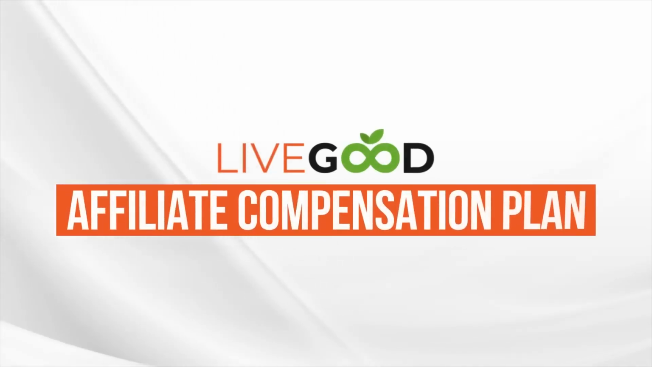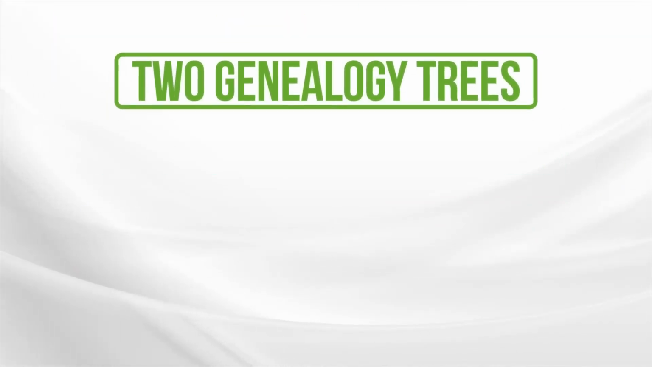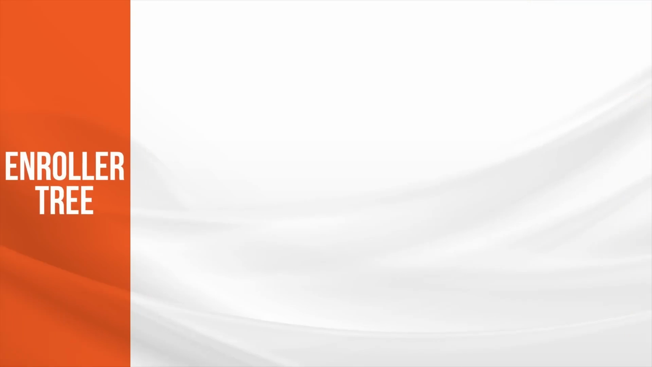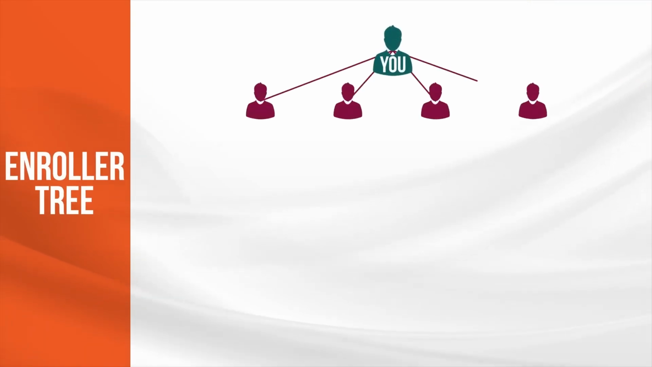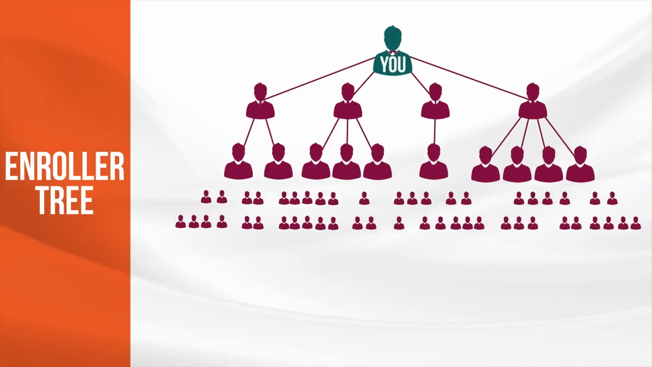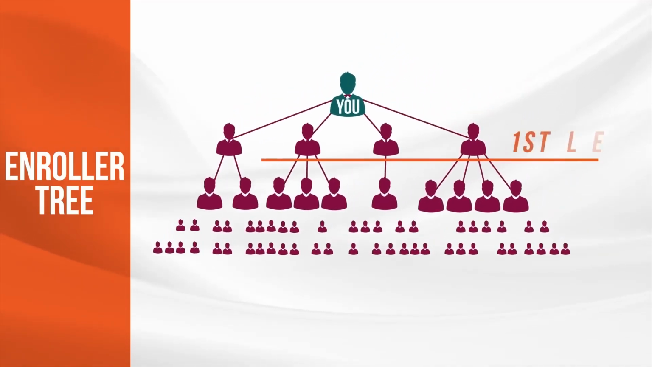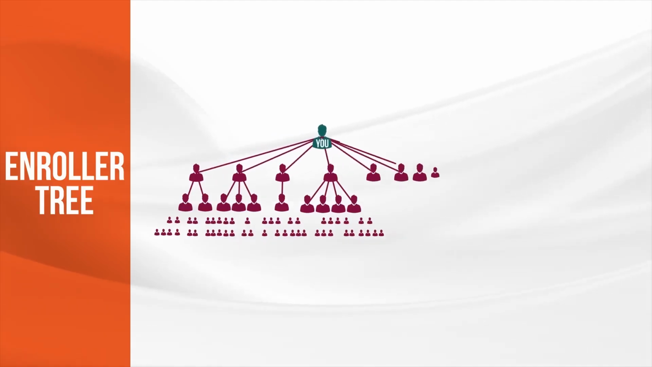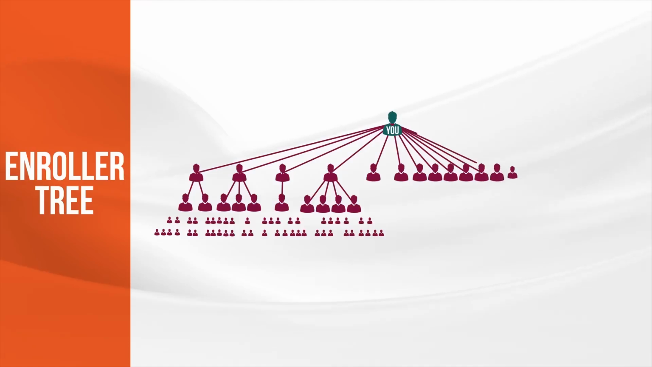Let's talk about the Livegood affiliate compensation plan. First, everyone has two genealogy trees. You have an enroller tree and a matrix tree. Your enroller tree is everyone you personally enroll, people they enroll, and so on. So everyone you personally enroll goes on your first level in the enroller tree. In the enroller tree, there's no limit as to how many people you can have on each level.